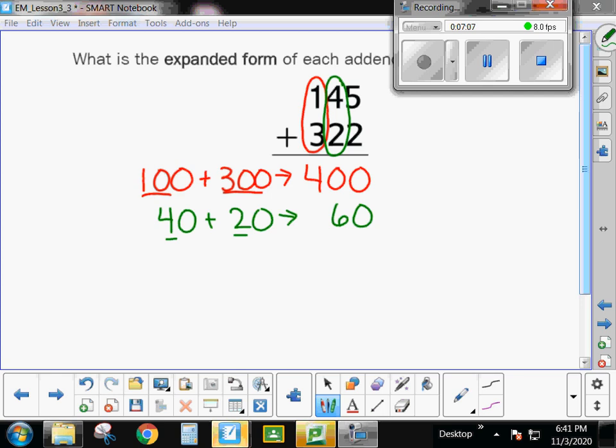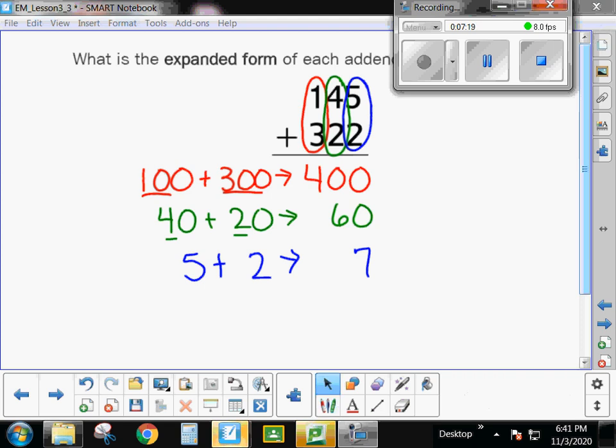60 needs to be lined up so that the 6 is in the tens place. Okay, and then I am going to add up the values in the ones place. And so I have 5 plus 2, and 5 plus 2 is 7. Okay, and so now that I've added up each of the parts, I'm going to go ahead and add up all of those numbers together.